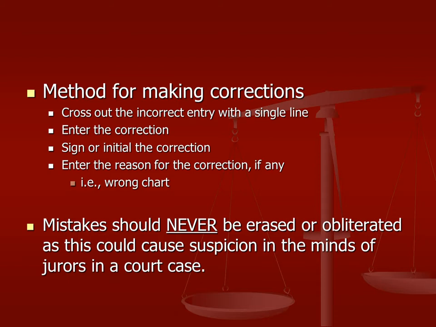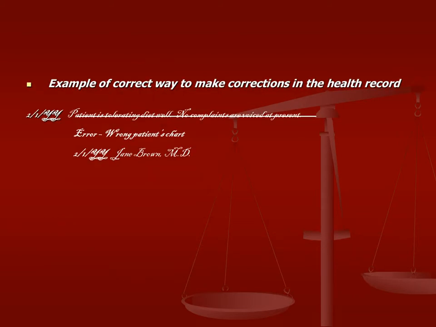No whiteout, no liquid paper, don't color over it where it can't be seen, because this is going to look suspicious. And again, if that record ever went to court and there is information that's erased or obliterated, it's going to look bad. And so to make a correction, I just gave you an example here of the correct way to make a correction in the health record.